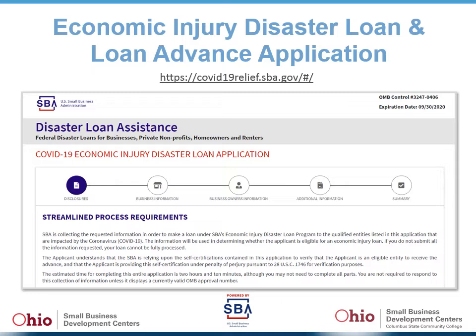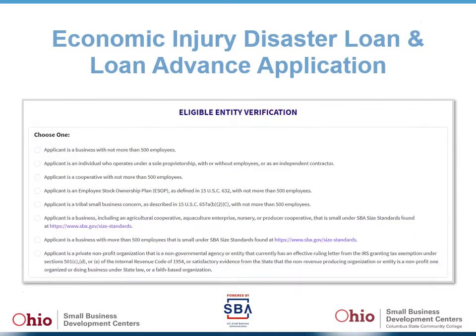So don't let that 2 hours and 10 minute quote there scare you. On the first page of the application, the first thing you'll need to do is establish your eligibility, and you'll verify that. So what you're going to do is select one of these icons, that you're either a business with more than 500 employees, a sole proprietor, or a cooperative with not more than 500 employees, etc. There is the link I mentioned earlier here.